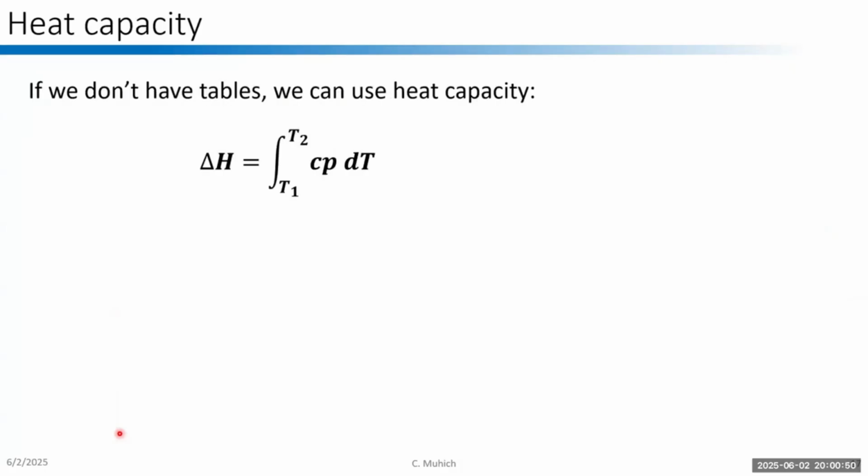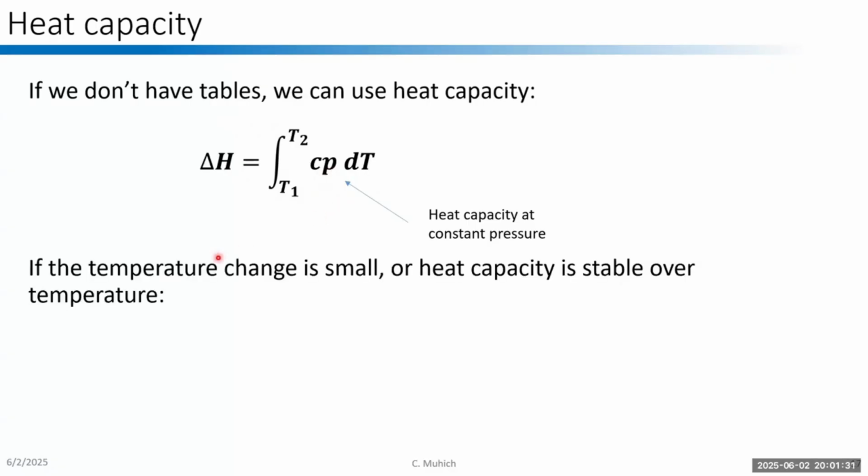Sometimes we don't have tables, but we might have heat capacities. So a heat capacity tells us how much energy it takes to change a certain amount of material. So how to relate the energy flow associated with the temperature change. So my change in enthalpy is the integral of this quantity called heat capacity. And here I've written it as Cp, so the heat at a constant pressure as I change my temperature, right?